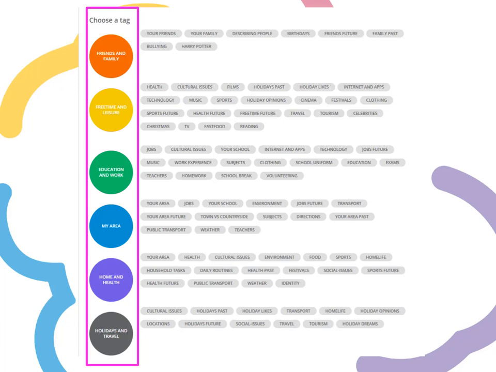We then divide them into these smaller topics, or as we like to call them, tags. For example, sports or environment. In some cases, we have also included tense references on these tags, like this one, Sports Future, to help you find videos featuring the right grammatical structures for your classes.